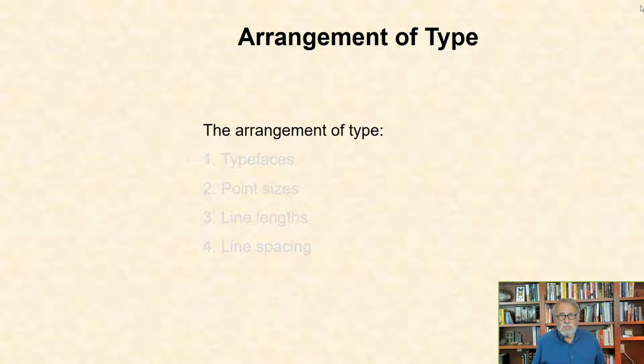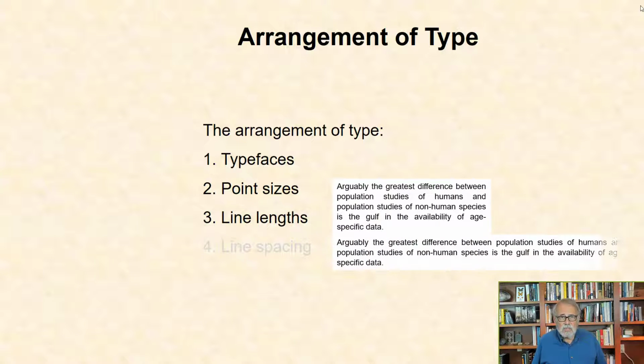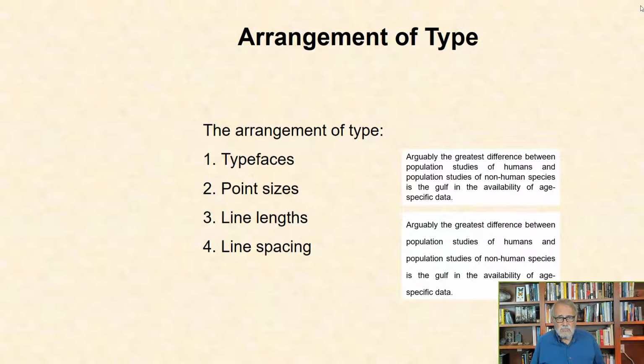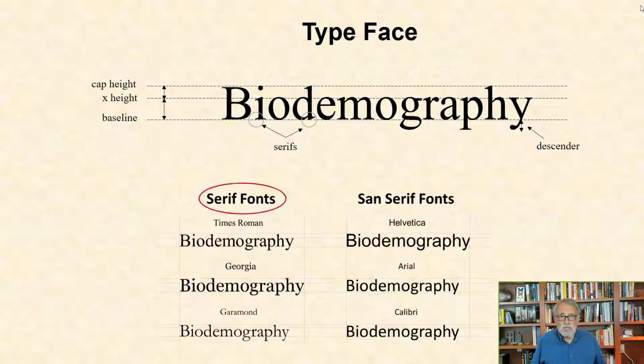Arrangement of type includes typefaces such as Helvetica, Times Roman, and Arial, point sizes, line length, and line spacing. Details of typeface include the X height from the baseline, the capital height above the X height, the serif, which are the hooks and horns that extend from the letters, and the descenders. Example serif fonts include Times Roman, Georgia, and Garamond, and example sans serif fonts include Helvetica, Arial, and Calibri.